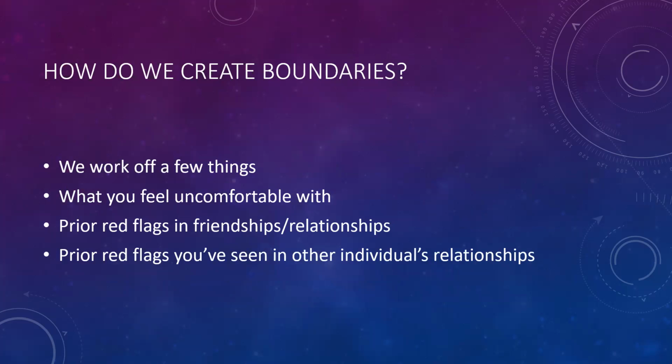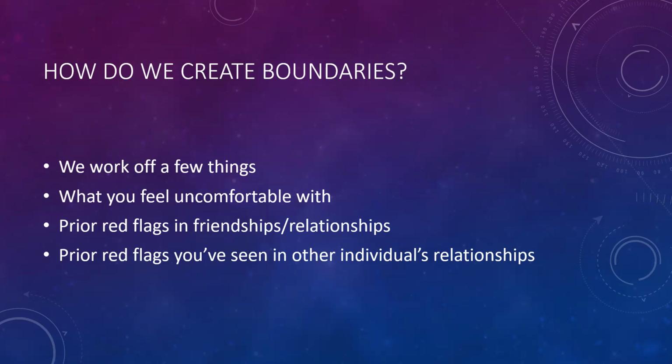And after that, now we take a look at how we create boundaries. So basically, to start off, we work off of a few things. Those few things to start off with would be, A, what you feel uncomfortable with in a relationship, whether that's a friendship, a workplace relationship, a romantic or intimate relationship, or what have you. And B, prior red flags in friendships and relationships that you've had in the past, as well as prior red flags that you've seen in other individuals' relationships or friendships. Right? We can start there.